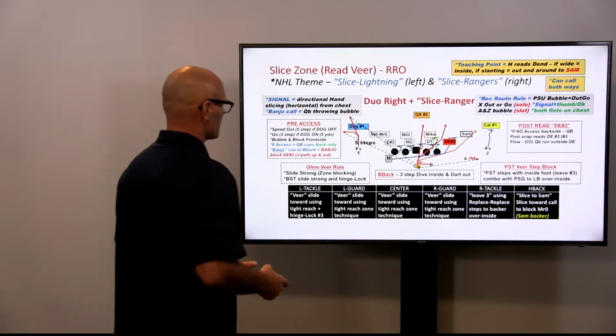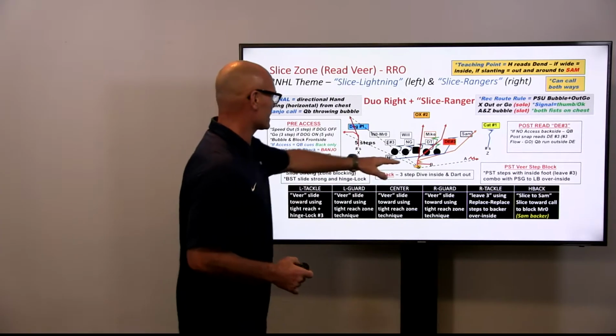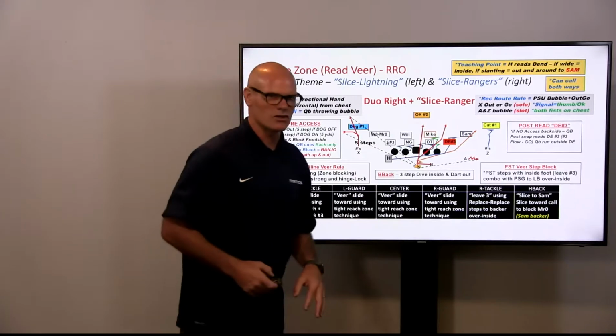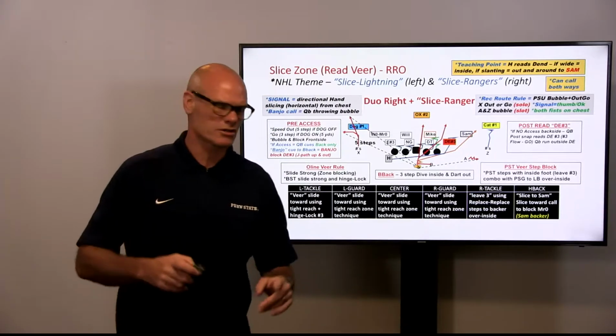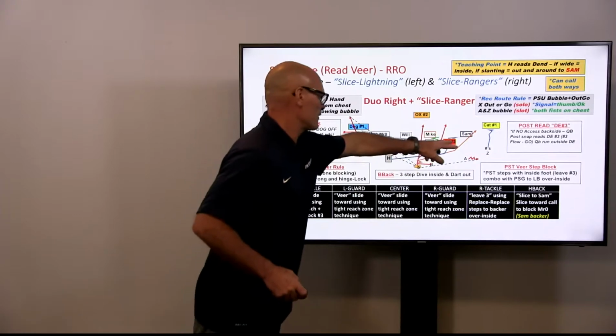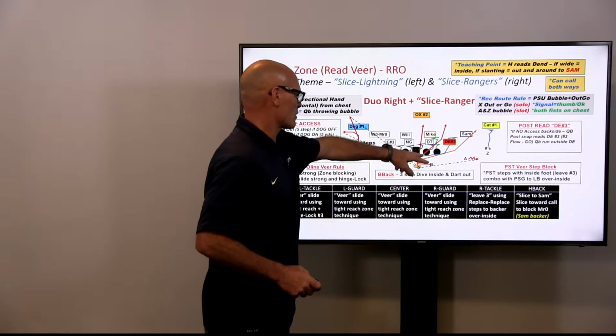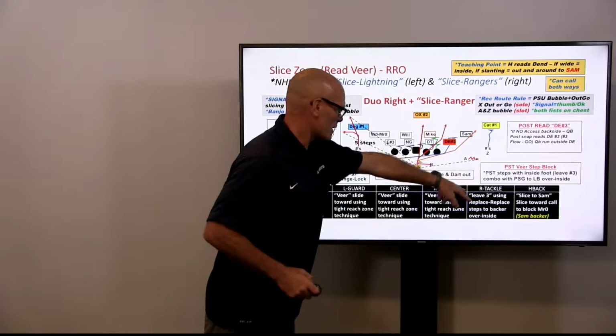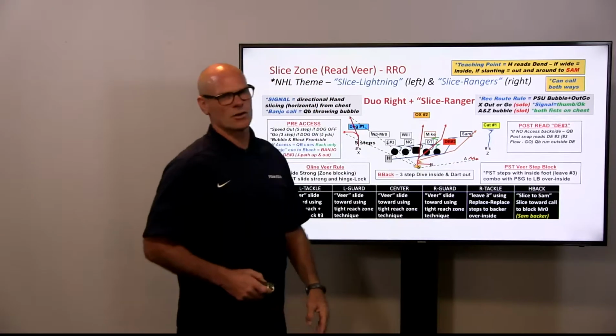Another thing we can do is adjust our blocking to a slice call. When we like to use this against defenses, I'd like to do what's called a scrape exchange. They'll bring the defensive end down, which gives us a quarterback keep read, but they'll scrape that linebacker outside, going on the quarterback all the way.